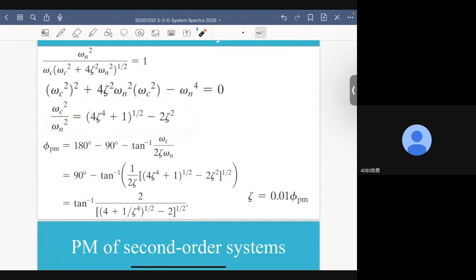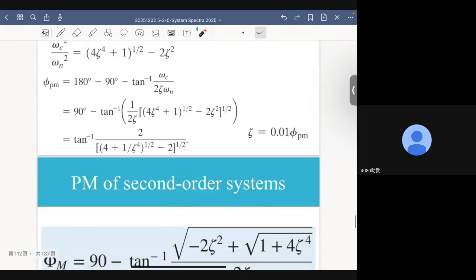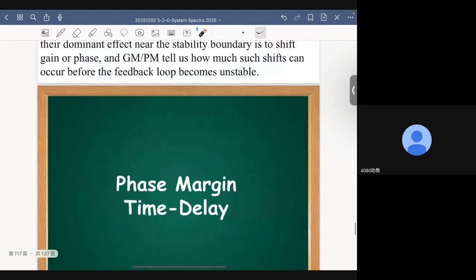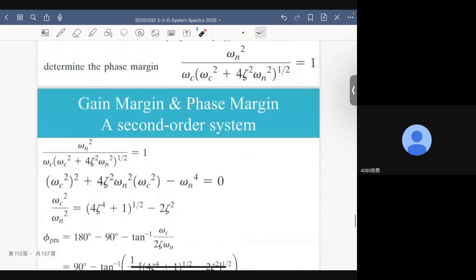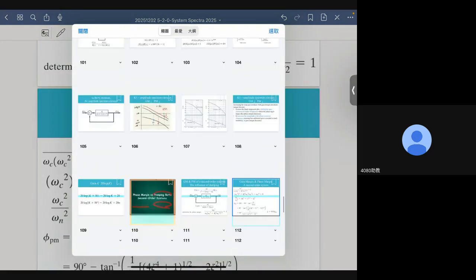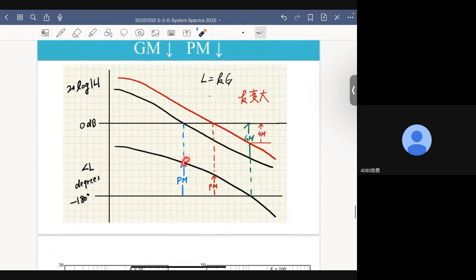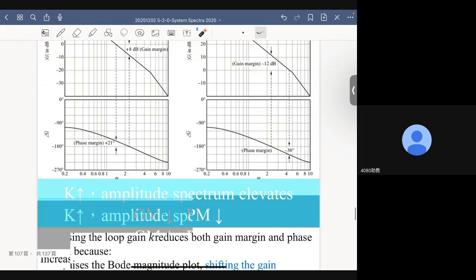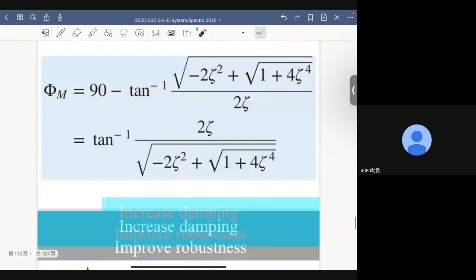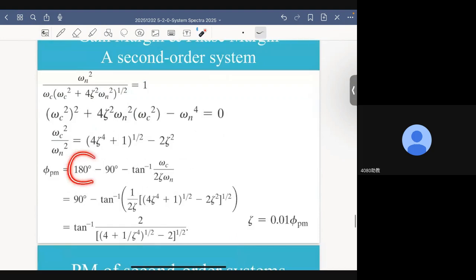Now, the phase margin by definition is this. Where does 180 degree come from? Because by definition, phase margin is the difference between the real phase and minus 180 degree. So if you subtract minus 180 degree, what you do is the same as adding 180 degree.